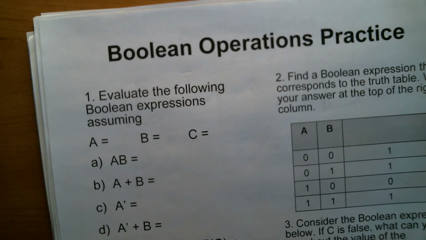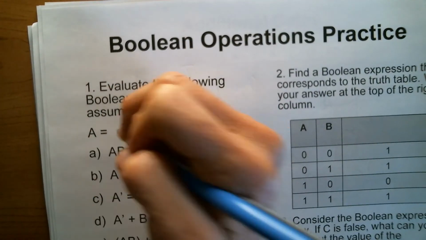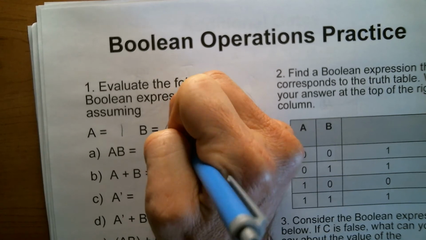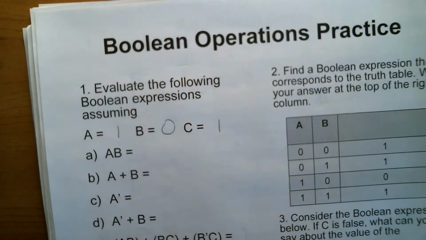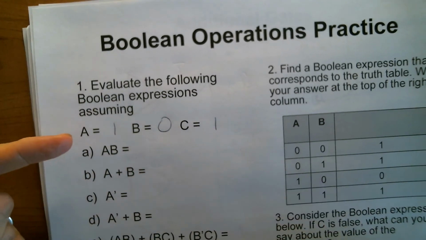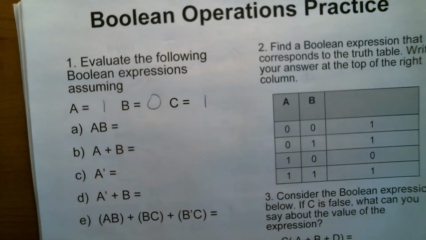Boolean operations practice. All right, so let's take what we just did and let's practice it a little bit. Evaluate the following Boolean expressions, assuming, so I'm going to give you values here. A is 1, B is 0, C is 1. Take those numbers and then tell me, what would each of these work out to be? So pause the video, give it a shot, and then come back.